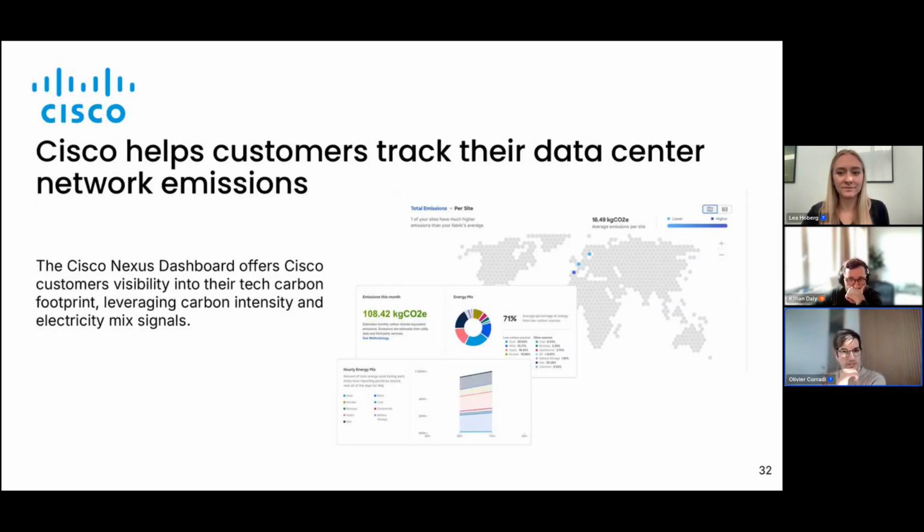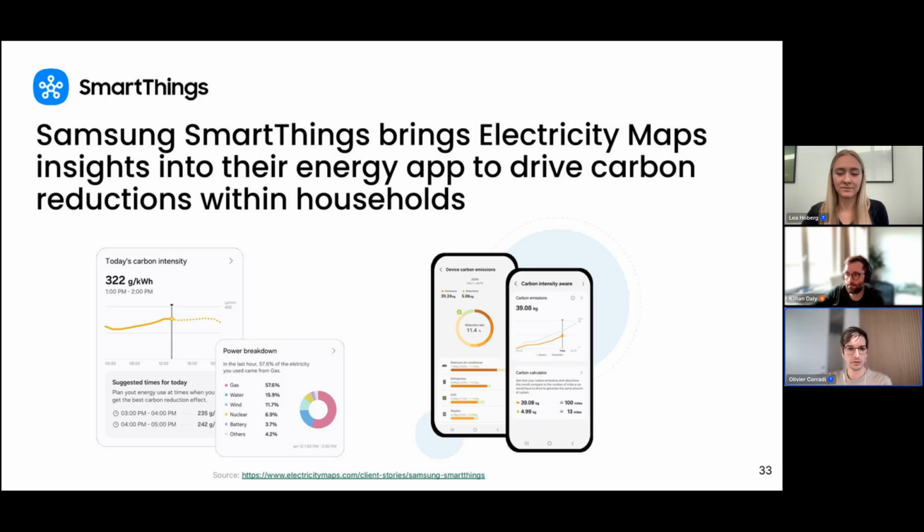Another use case is with Cisco. We know that networking equipment is a significant part as well of the carbon footprint of the digital infrastructure. And you see in the Cisco Nexus dashboard, this offers customers visibility into where the footprints are the highest and where the biggest optimizations lie ahead. And this is also something that I'm quite excited about, and I think we're going to see much more of this happening in the future.